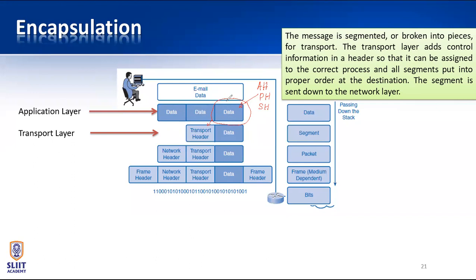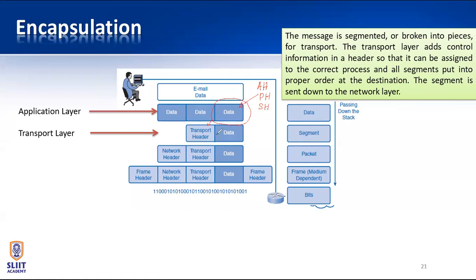And this data will be added with a transport header. So if the size of this data is too large to handle, it will be further broken down into portions and put into separate segments, right? Otherwise, it will be handled as one single portion. So as you can see, the transport layer is adding the transport header.